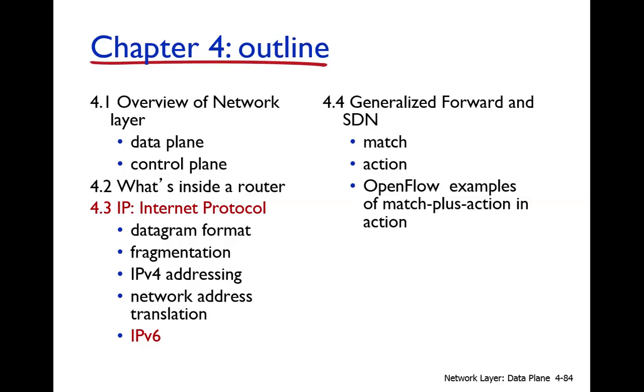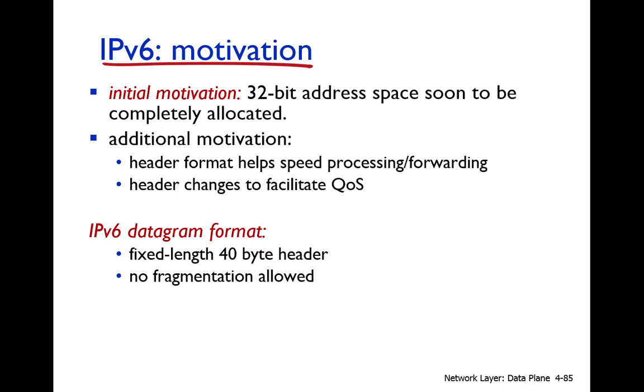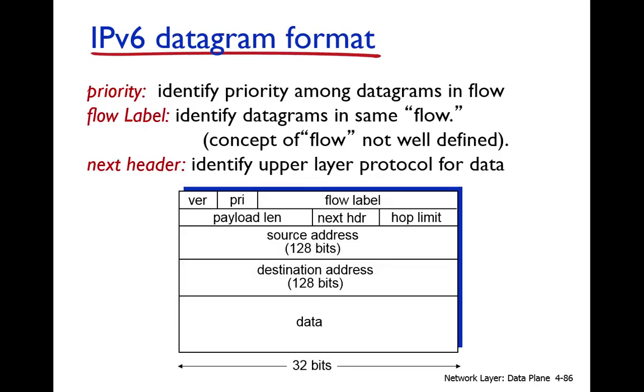So we have discussed the NAT traversal problem, and now we would like to move forward. We will not discuss IP version 6, because it basically solves the IP address depletion problem. Instead of 32-bit IP addresses, we have more IP addresses. It has a fixed-length 40-byte header. In IP version 6 we have up to 128-bit IP addresses.